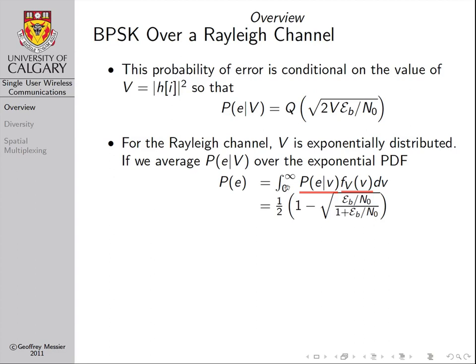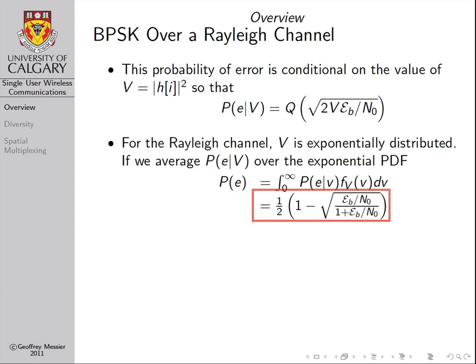So we integrate from 0 to infinity, and we get an overall average bit error rate. Now, if you work through the mathematics and do a series of simplifications, you come up with this nice compact expression here. And so this is the probability of error, the average probability of error for BPSK when you average over all the values of the Rayleigh faded channel.